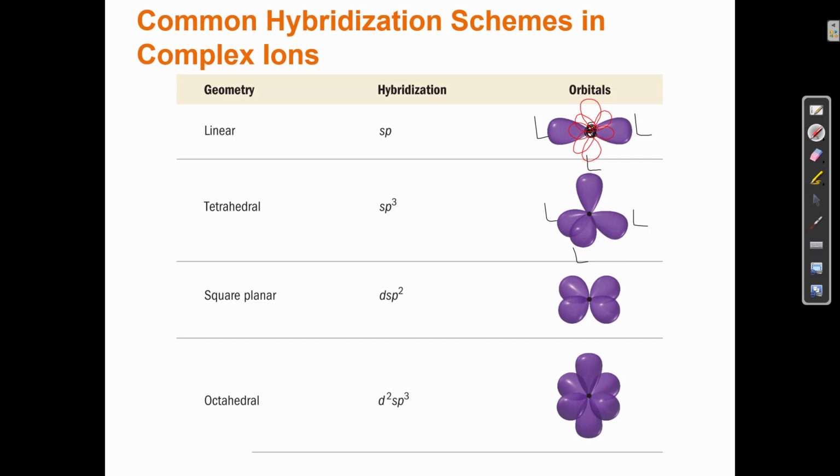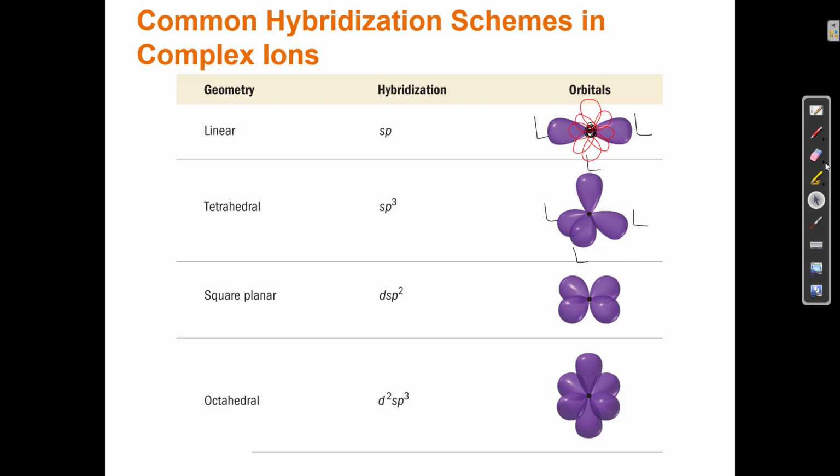I've got a set that looks like this with the donut in the middle, right? So all of these d orbital shapes are in the middle, and the ligands are bringing in electrons in these shapes: linear, tetrahedral, square planar, and octahedral.